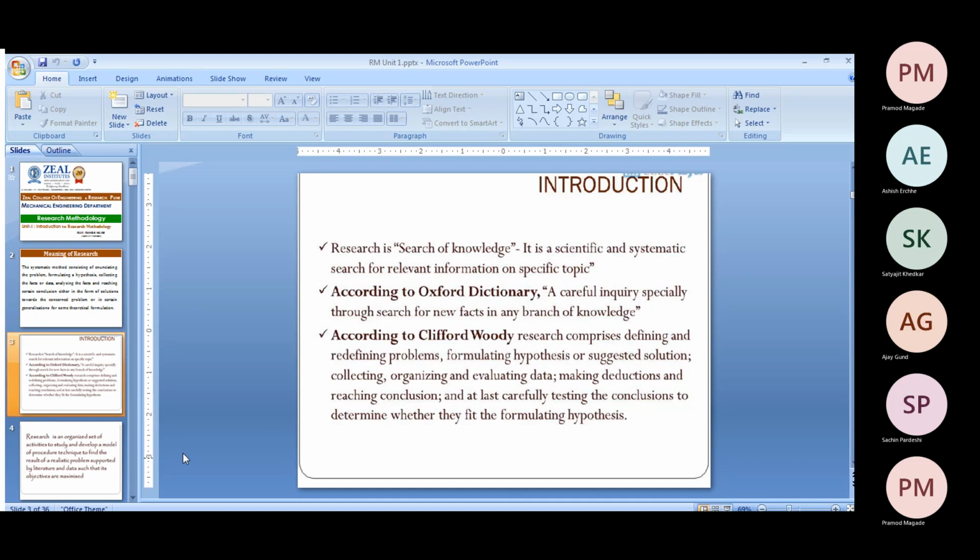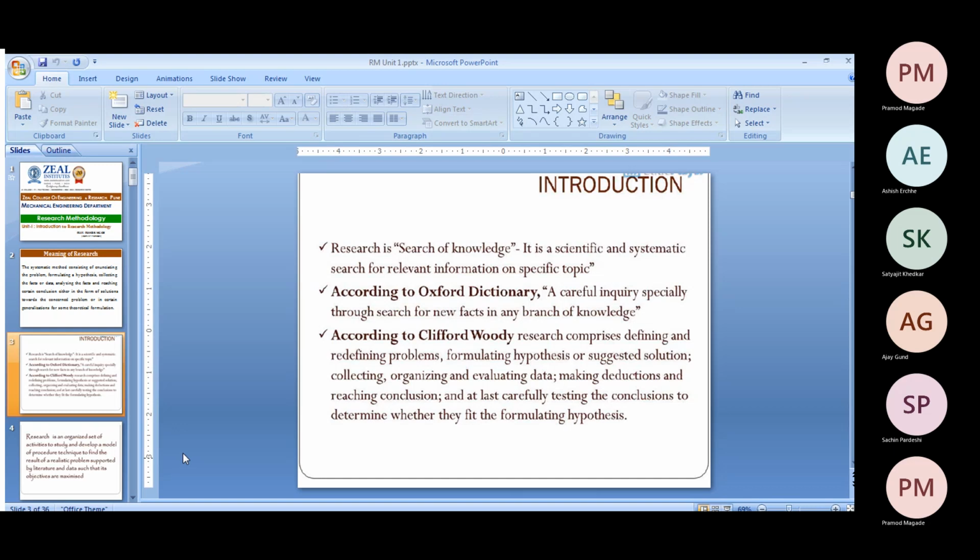After that, the definition I got from the Oxford Dictionary and others, so I just read it, because you must know the concept is the same, only the wording is different. Research is nothing but a search of knowledge. It is a scientific and systematic search for relevant information on a specific topic. Specific is very important. Your topic selection should be specific. Some students are taking welding technology, design and development of welding technology. That will not be your topic, not at all.